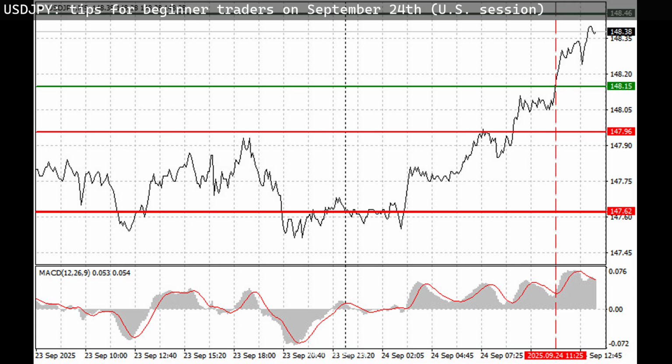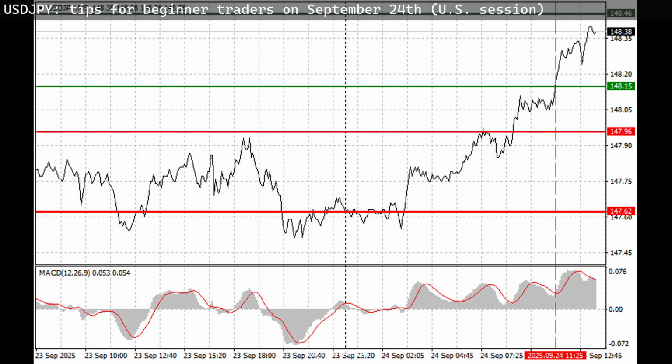What's on the chart? The current thin green line is the entry price for buying the instrument, and the thick green line is the estimated price for setting take profit or fixing profit manually, as further growth above this level is unlikely. The thin red line is the entry price for selling the instrument, and the thick red line is the estimated price for setting take profit or fixing profit manually, as further decline below this level is unlikely. MACD indicator: when entering the market, it is important to use overbought and oversold zones as guidance.